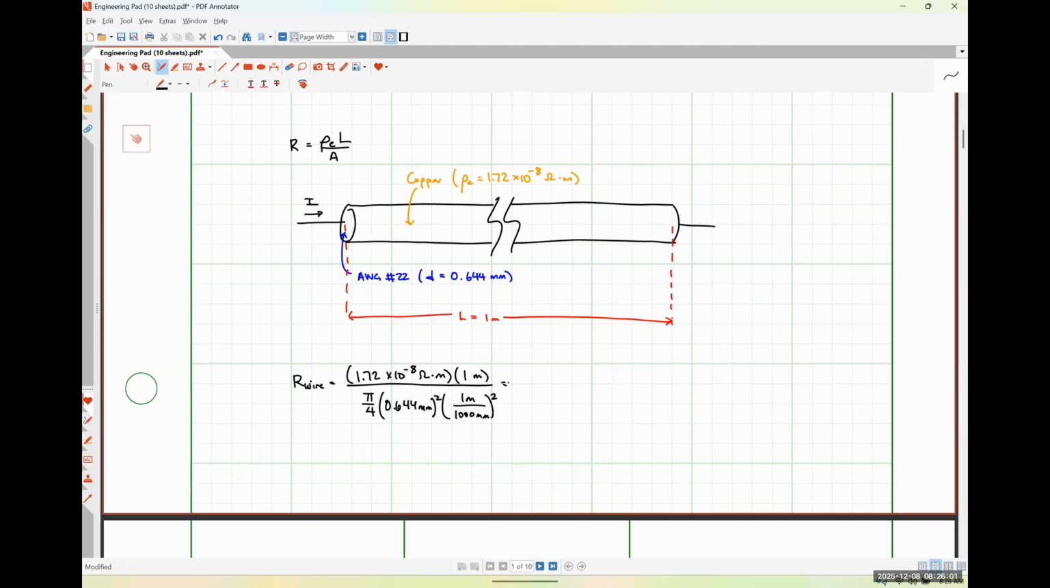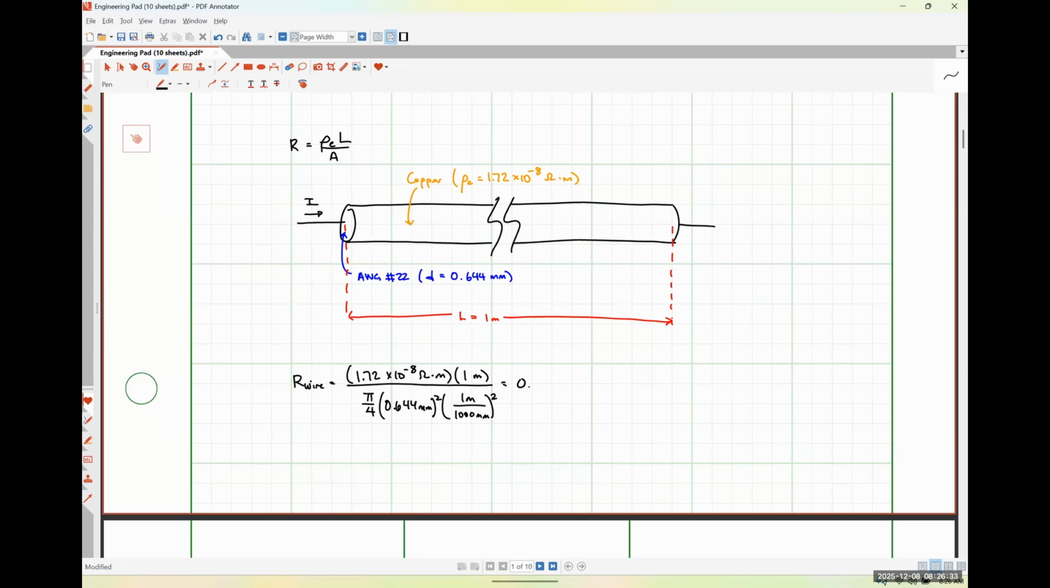So throwing this into my calculator: 1.72 times 10 to the minus 8 over pi over 4 times 0.644 squared times 1 over 1,000, also squared.